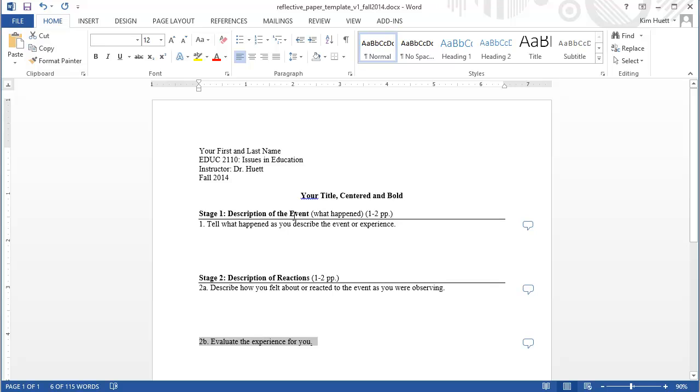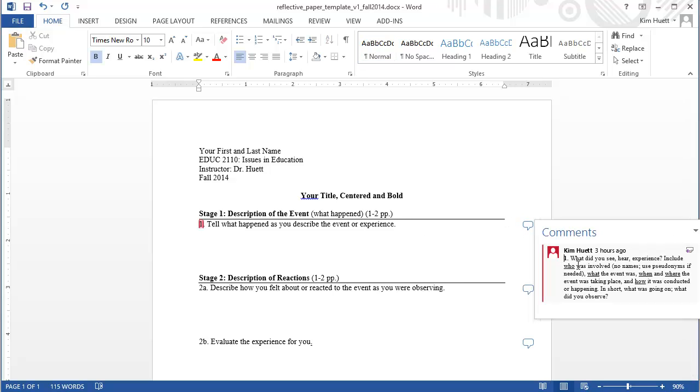All right, so I have read through the basic format of this paper, but I haven't shown you the comments over here. So if you're like, what do you mean by tell what happened as you describe the event or experience? You need to also read the comments in detail. It explains what I expect from you on this. So here, this is asking, what did you see, hear, and experience? Include who was involved, no names, use pseudonyms if needed, what the event was, when and where the event was taking place, and how it was conducted or happening. In short, what was going on and what did you observe?